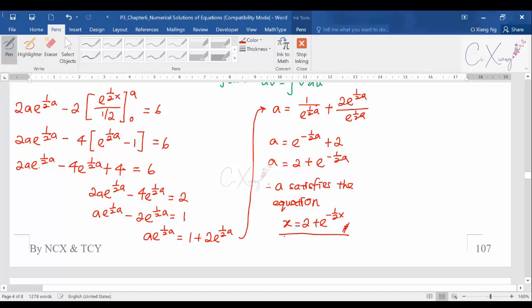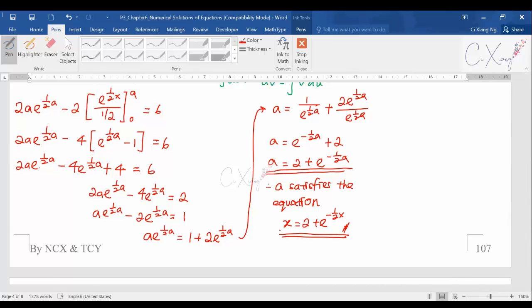Because a satisfies this equation, you just change it to become x now. So a is a value, but x is an unknown or variable. So you write out the equation in the variable form: x equals to 2 plus e negative half x. So this whole process, you can see that it's quite long. It is a complete integration question.